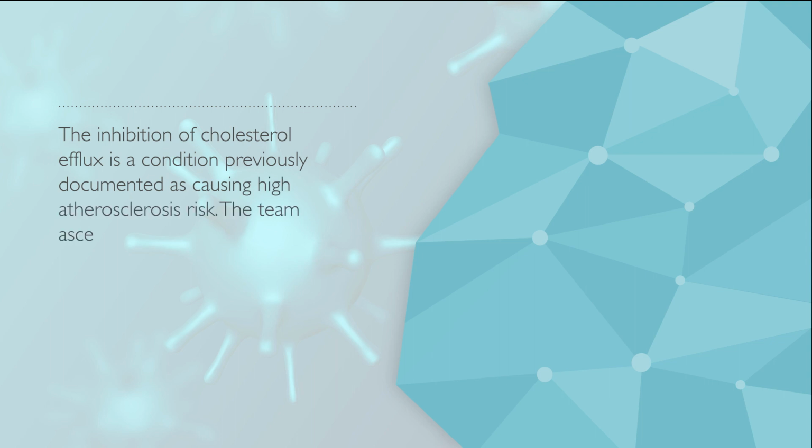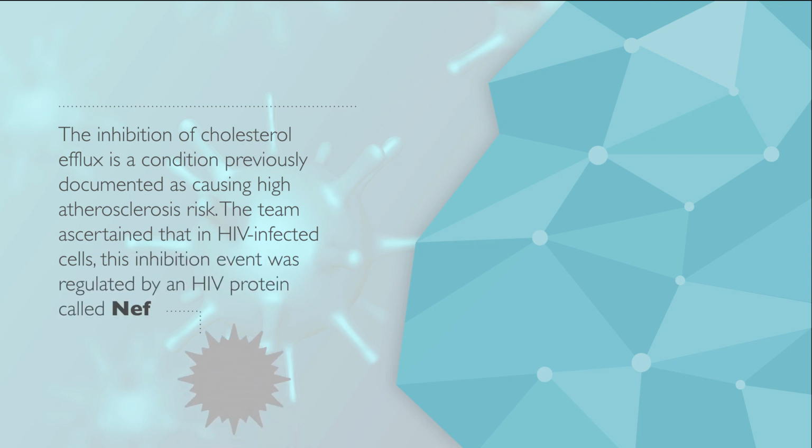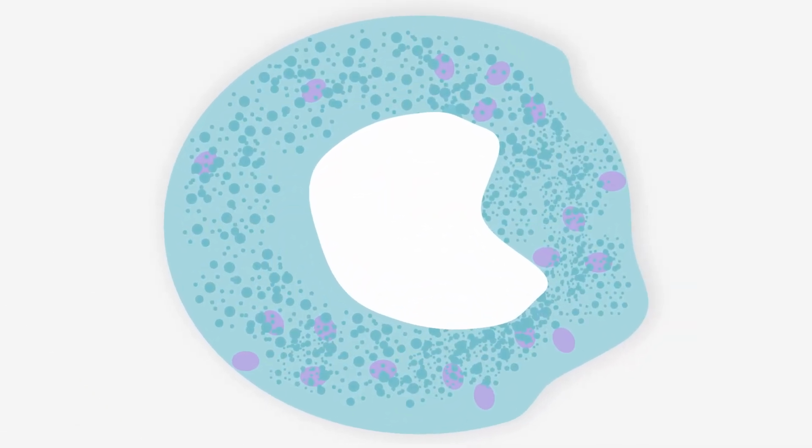The team ascertained that in HIV-infected cells, this inhibition event was regulated by an HIV protein called NEF. Their exciting results revealed brand new mechanisms underlying how HIV infection of macrophages contributes to the comorbidity of atherosclerosis. Subsequent studies with collaborators revealed that NEF could be blocked and therefore potentially targeted with drugs to prevent HIV from impacting cholesterol homeostasis and thus reduce the risk of atherosclerosis.